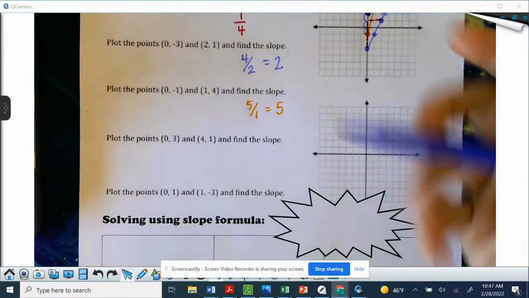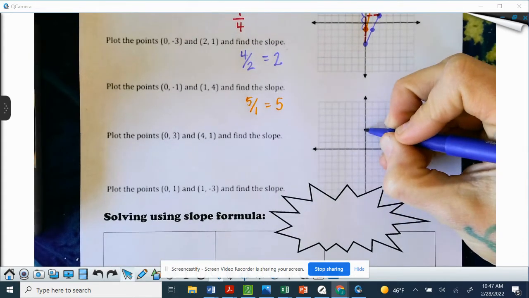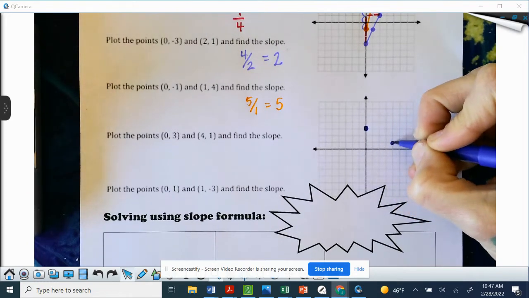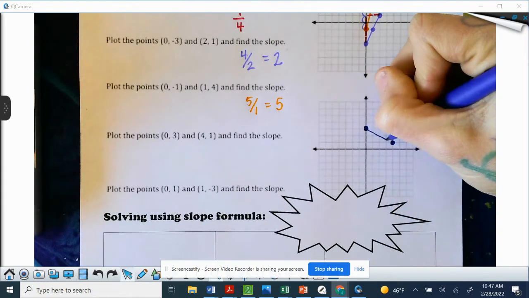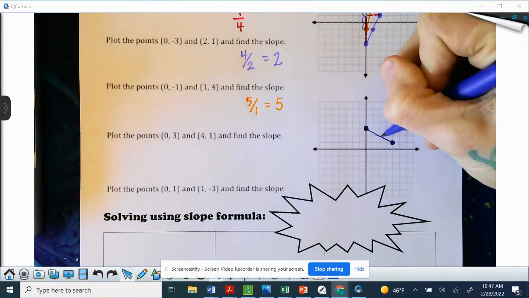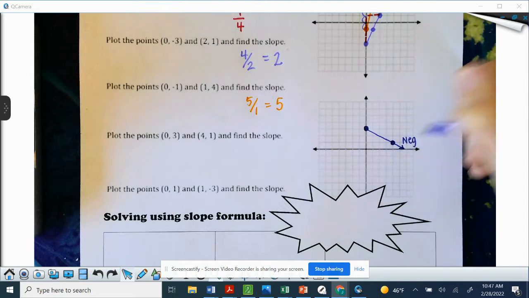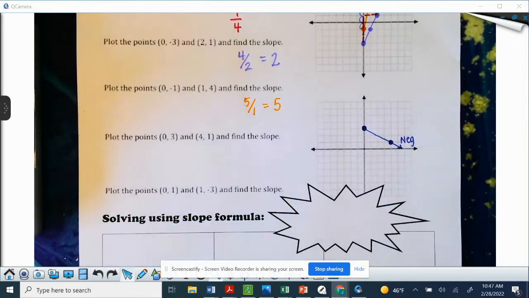So (0, 3), (0, 1), (2, 3), (4, 1), (1, 2), (3, 4), (1). Connect your line if you want to. As you are watching from left to right, this is going down, so we know this is going to be a negative line. From left to right, it's going down, so that's a negative line.